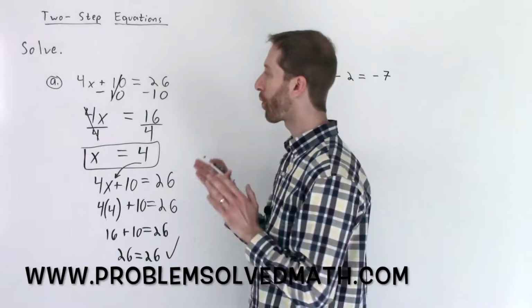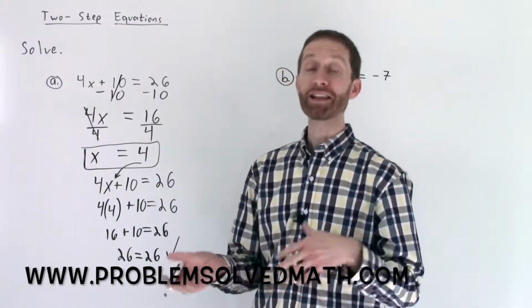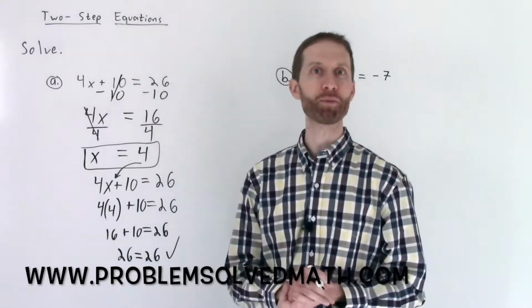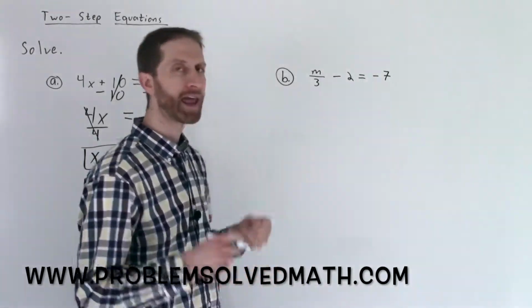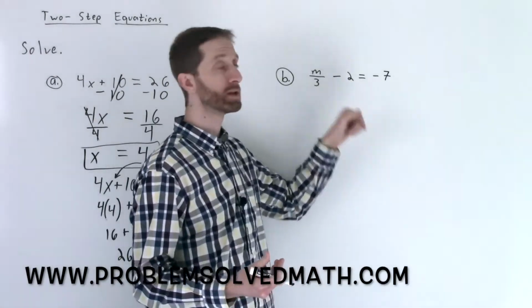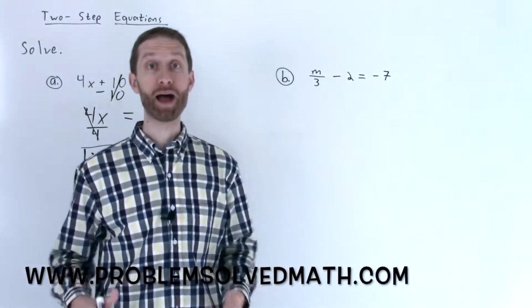Okay, we're going to go over one more 2-step equation in this clip, and then in the later part of the video, if you need that bonus coverage, I'll go over a couple more examples. Very cool stuff. Okay, with this problem here, you've got m over 3, or m divided by 3, minus 2 equals negative 7. So you want to undo the m divided by 3.